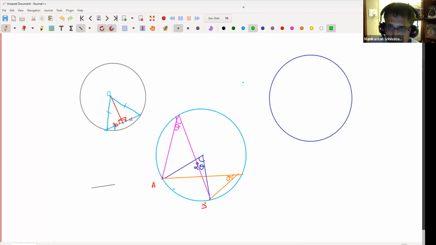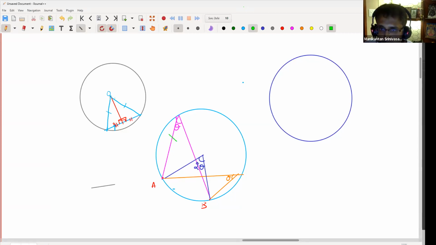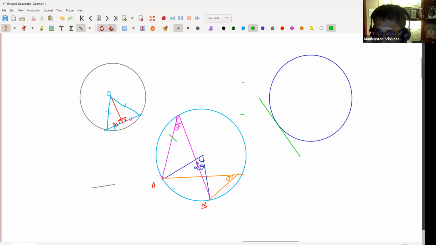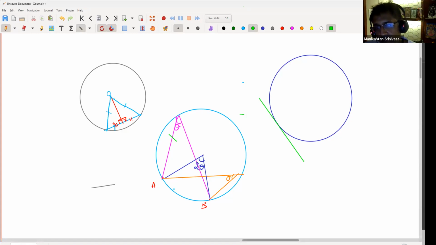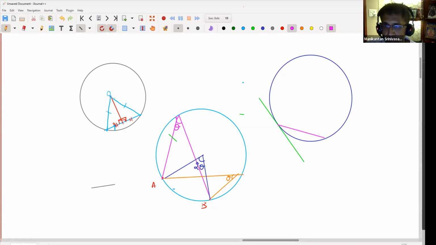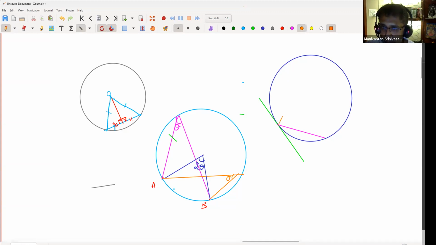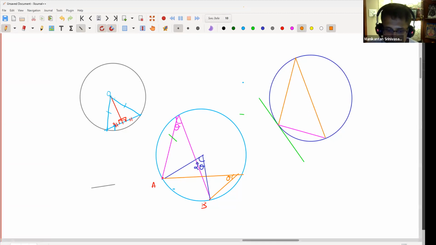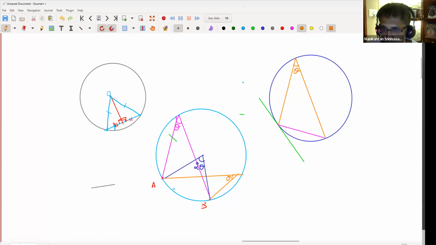if I have a circle, and a tangent here somewhere, and if I have some chord here in the circle, then the angle that the chord will subtend at the periphery of the circle, which means this angle, will match the angle that the tangent makes with the chord. Okay, so this is called the alternate segment theorem.